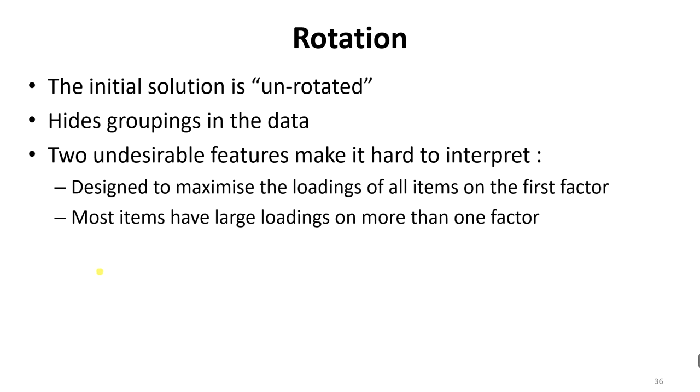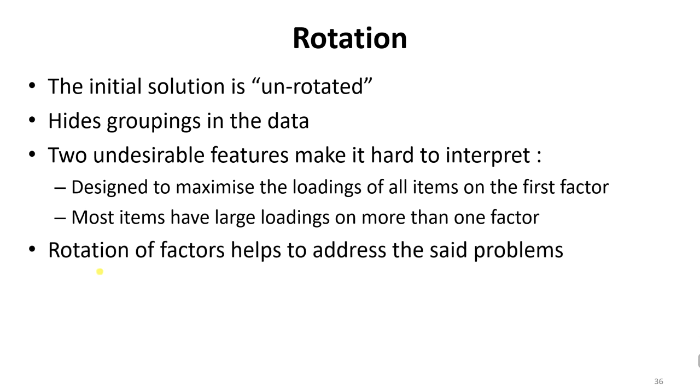And the second undesirable feature that makes it hard to interpret the unrotated solution is that most items have large loadings on more than one factor. This is also called cross loading. So the same variable may have, say, 0.5 loading on the first factor, 0.4 on the second factor. Then it becomes difficult to decide whether this variable should be considered on the first factor or the second factor. These difficulties with the unrotated factors make the interpretation of the factors difficult, and therefore rotation of the factors is required.